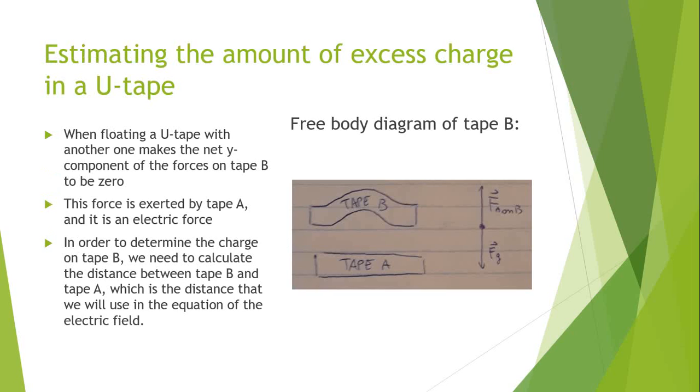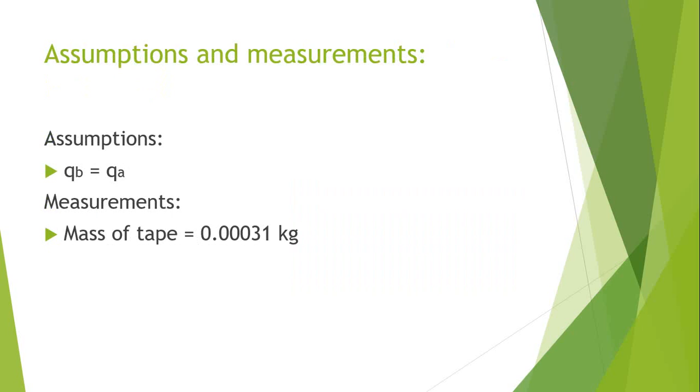Here, to estimate the amount of excess charge in a tape, we need to find the electric force exerted on tape B. We know that the net force on tape B is equal to 0, so the gravitational force and the electric force are the same but in opposite directions, as you can see in the free body diagram. In order to determine the charge of tape B, we need to calculate the distance between tape B and tape A, and then use the distance to calculate the electric field. Here's some assumption: we assume that the charge on tape B is equal to the charge of tape A. And here's the mass of the tape I measured.